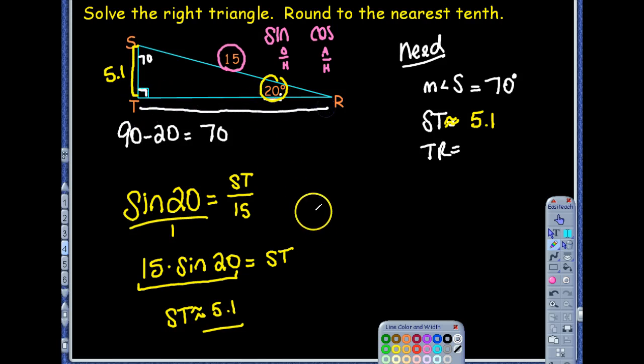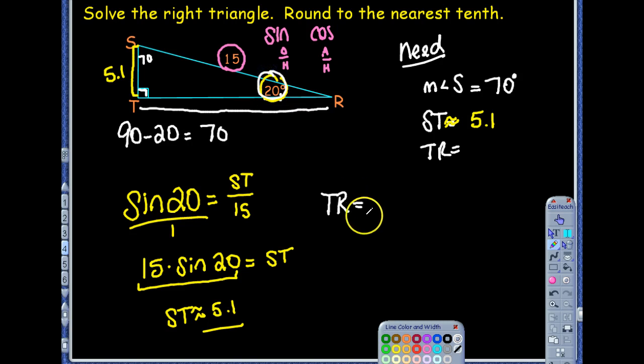Now, I'm going to already stress something here to find TR. Because it's across from the 70-degree angle, I already know it's got to be bigger than 5.1, but it's got to be less than 15. So just make it like a prediction, somewhere between that. All right, so to find TR, we're actually going to have to use a trig ratio. So let's use the 20 again. Yes, let's use the 20 again.